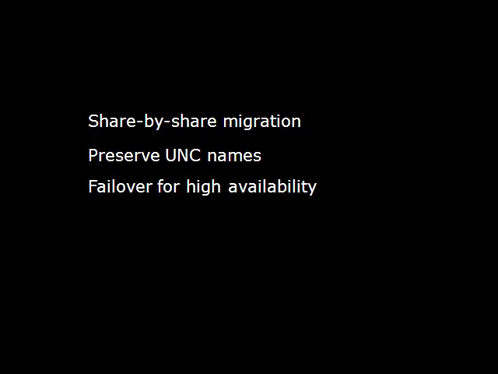Use a global namespace if you want to perform a share-by-share migration. Preserve client UNC names and shortcuts and embedded links. Provide automated failover to complement your replication relationships. Or improve the organization of your file systems without changing your physical devices.